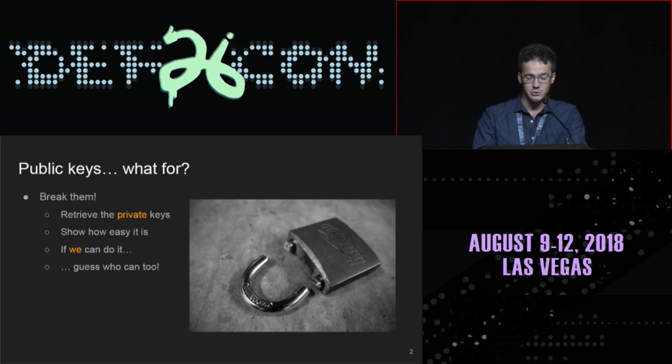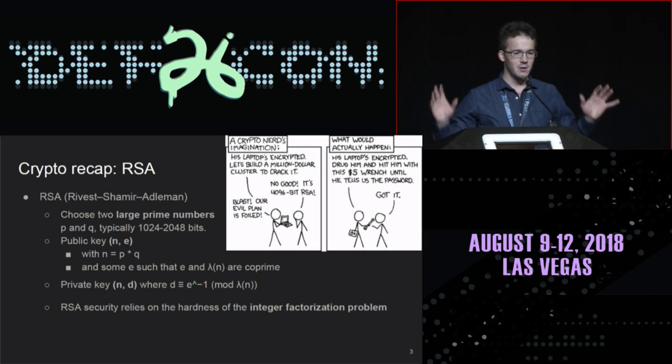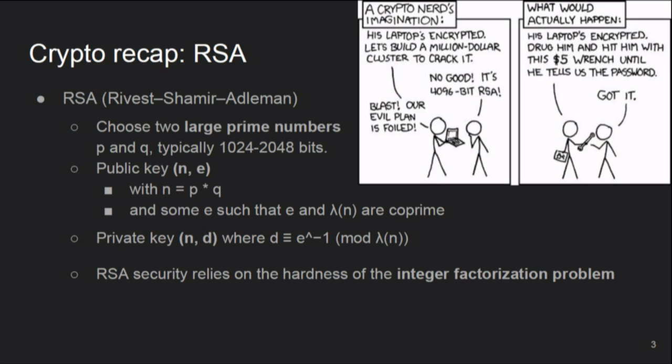Well, that's a really good question, Niels. So I'm a math guy, so I'll do a little crypto recap first. So most keys out there are using the RSA crypto system. So RSA is really simple. You just need to take two large prime numbers. Okay, that slide is a bit dry. Two large prime numbers, much easier.